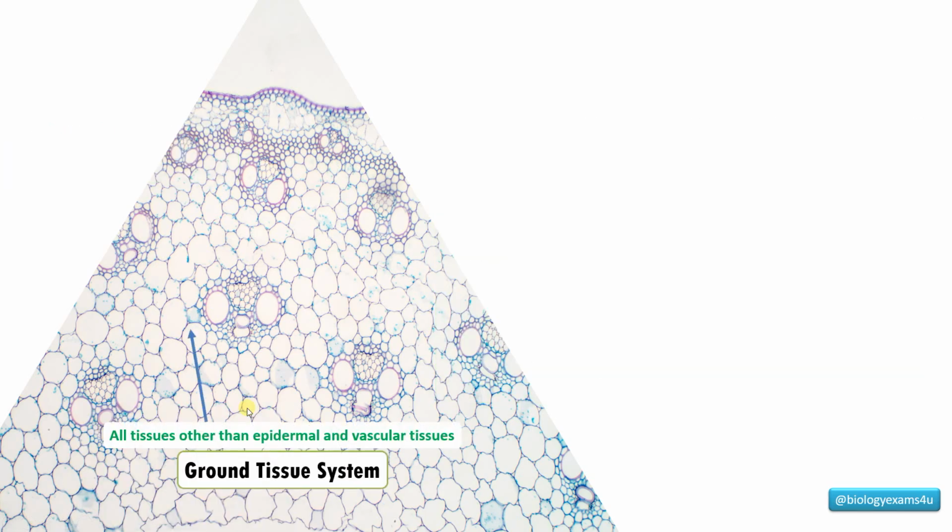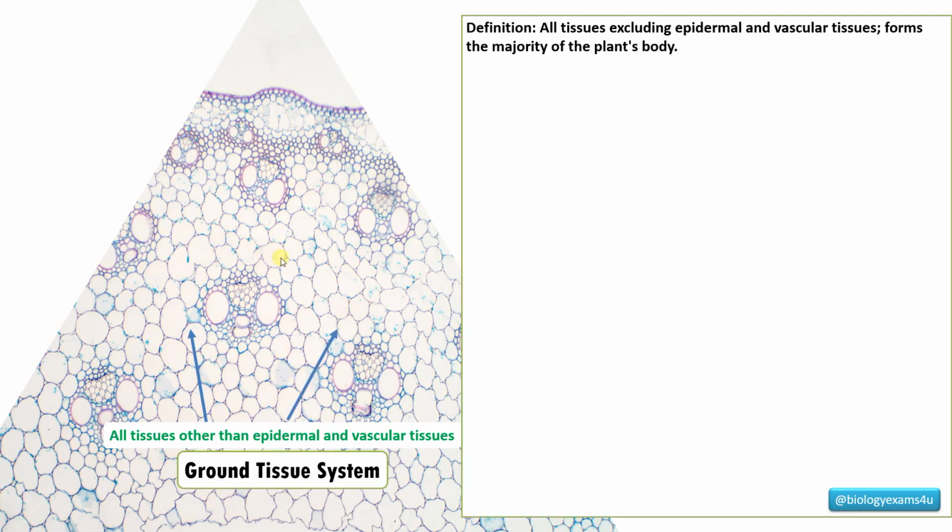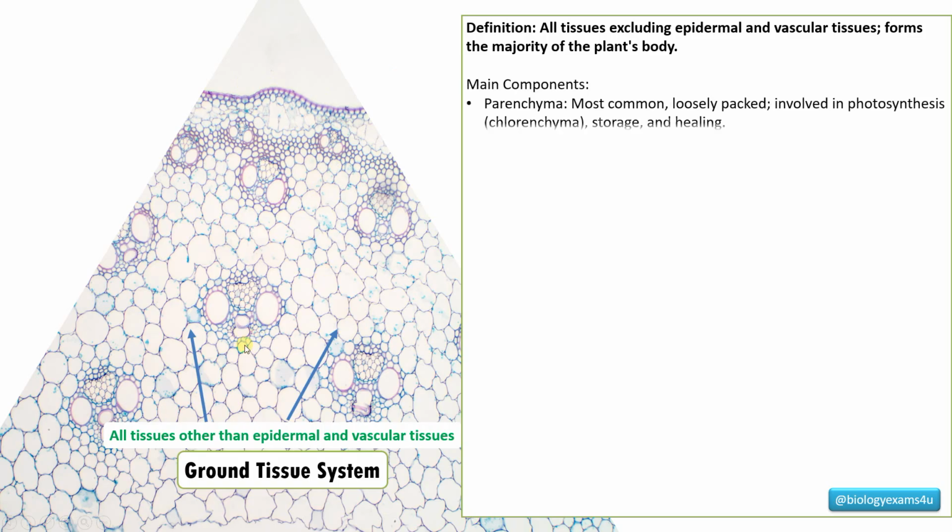Now moving to the next tissue system, which is the ground tissue system. So this is a ground tissue system. Ground tissue system comprises all tissues excluding epidermal and vascular tissues that form the majority of the plant's body. The major components are parenchymatous cells, as you see here, that are lightly stained, loosely packed, thin-walled cells that are involved in photosynthesis, storage and healing. In the last video we discussed different types of plant tissues. You can refer to that for more.